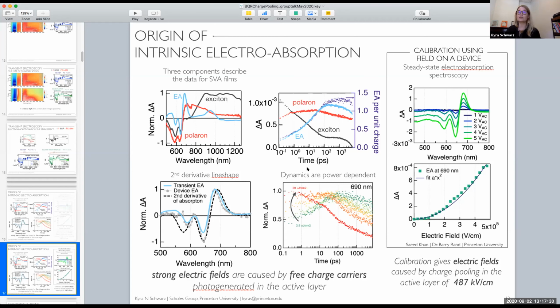We also did some further experiments to confirm that all the dynamics are power dependent. We really think that this electroabsorption is due to free carriers rather than bound geminate carriers in this device. The handy thing about doing these device measurements is that we've got a calibration factor, so we knew how much field you had to put into this material to get this type of absorption response. This scales quadratically, and we find that we almost have half a megavolt per centimeter of electric field. So really pretty massive electric fields. But as I'll go on to say, we think these charges are pretty close, so that makes sense for individual charges that are only a few nanometers apart.